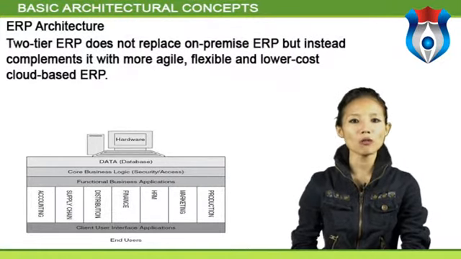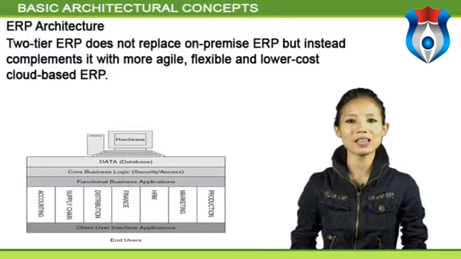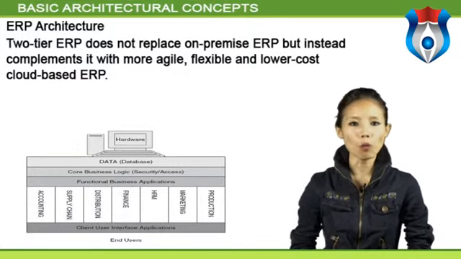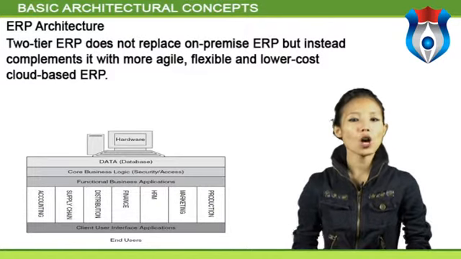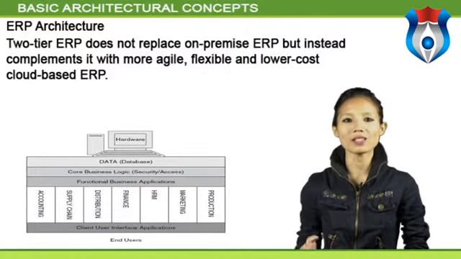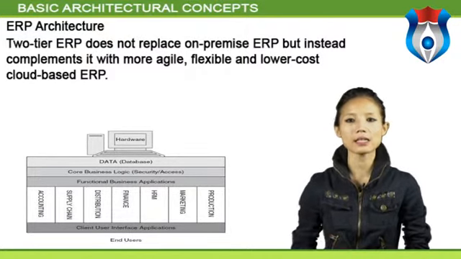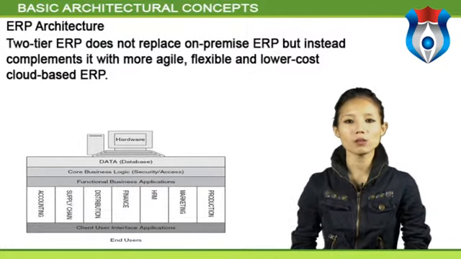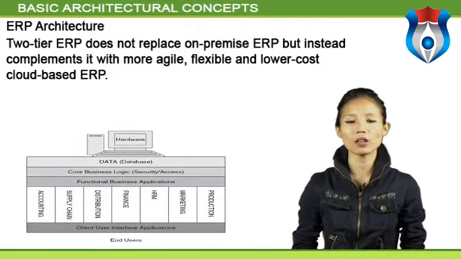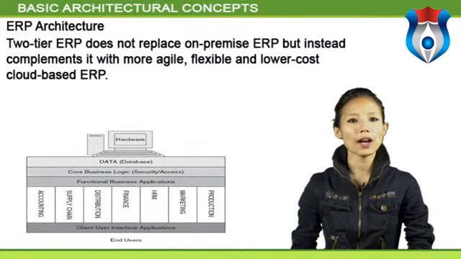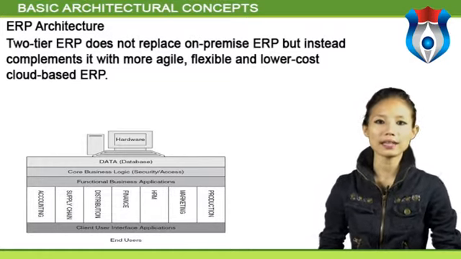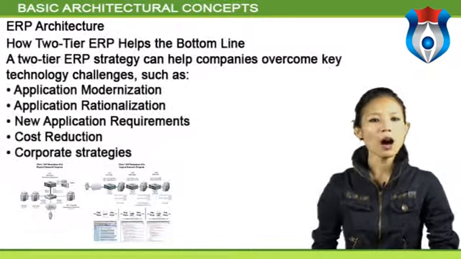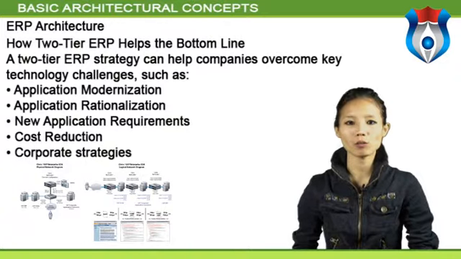Two-tier ERP does not replace on-premise ERP, but instead complements it with more agile, flexible, and lower-cost cloud-based ERP. On-premise ERP still provides the standardization and consistency for back-office systems of record for processes such as make to deliver and record to report that are vital for efficient operation, regulatory and legal compliance, and consistent quality. How two-tier ERP helps the bottom line.